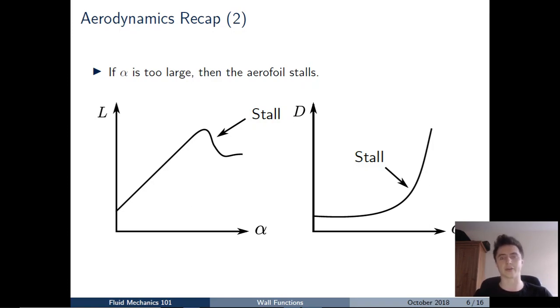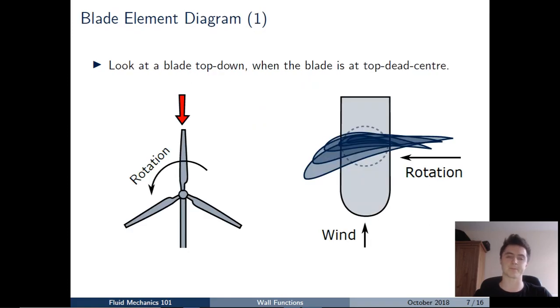So now, going back to our wind turbine rotor, we're going to have a look at the blade. So perhaps the easiest way to understand what's happening with a wind turbine rotor blade is to take a look at the rotor top down. So if we're on top of the wind turbine rotor and we're looking down on the blade as the blade's at top dead center, what we'll see is something like the diagram on the right.